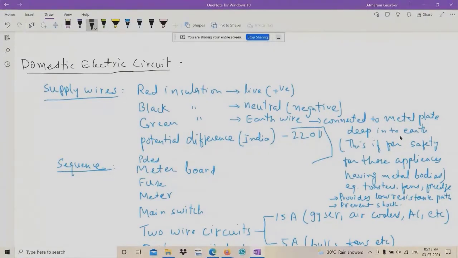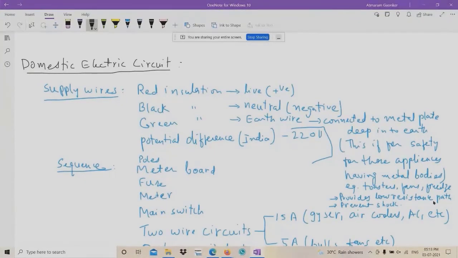metal plate deep into the earth. You must have seen earthing at your residence. So that is the earth wire, and it is green in color. And what is it used for? Earthing wire is used for safety for those appliances having metal bodies. Metal body appliances, we hold them or we touch them, for example toasters, fans, fridge, and so on.